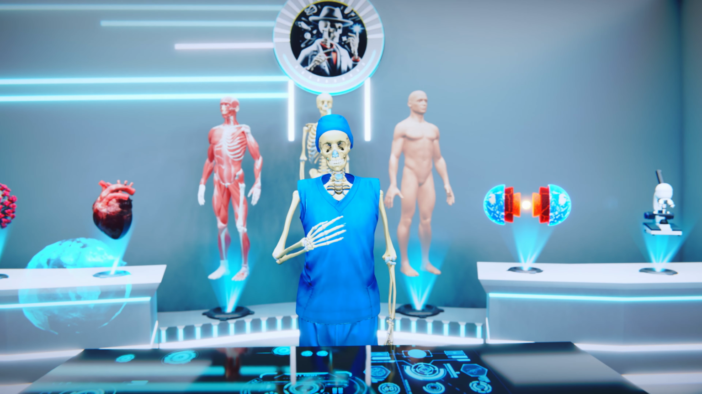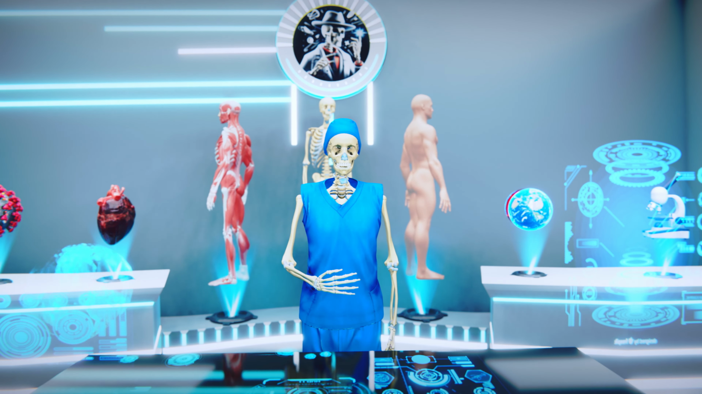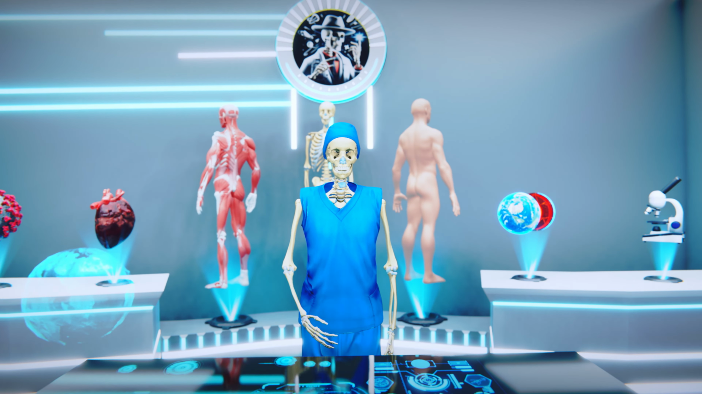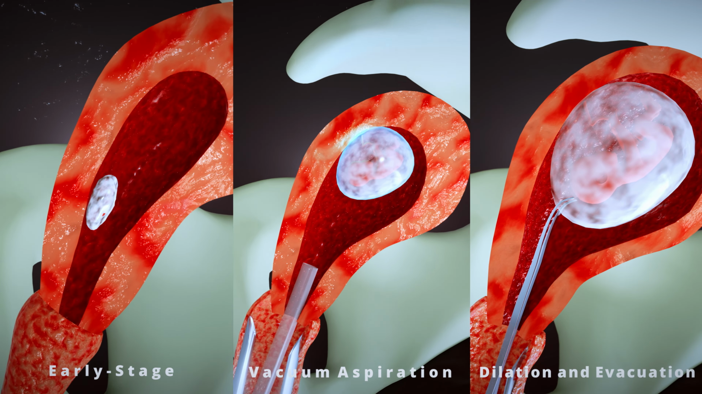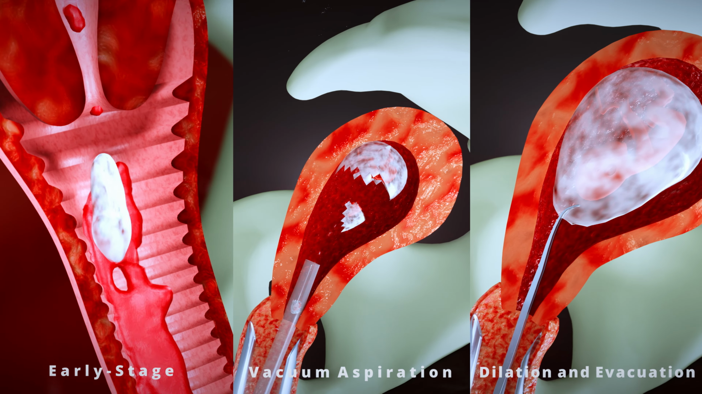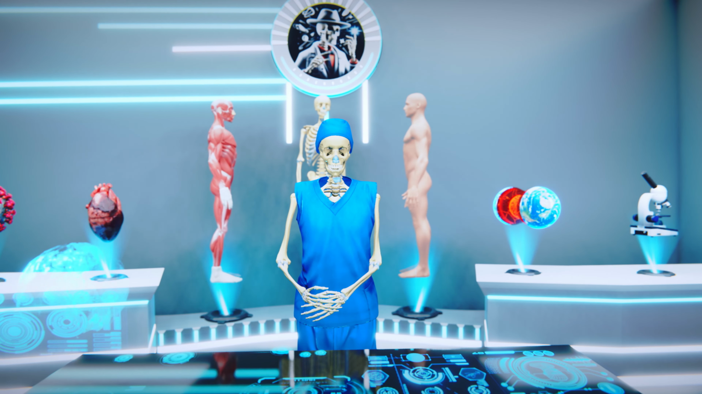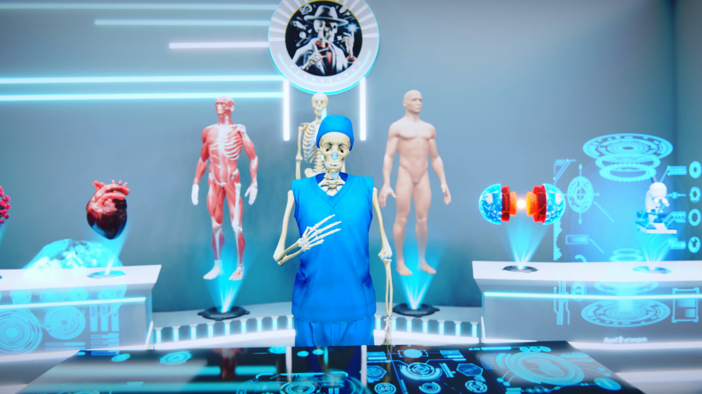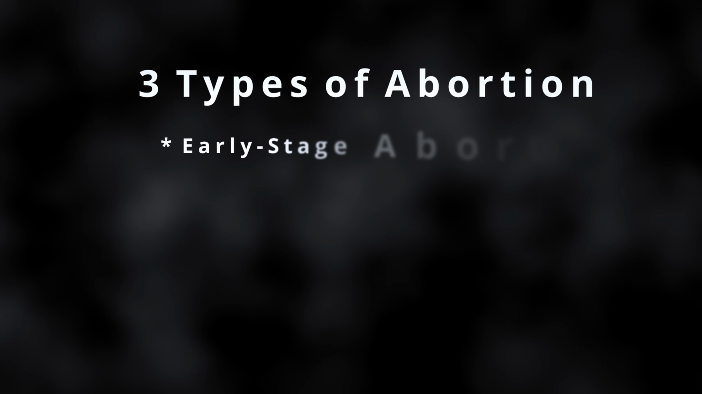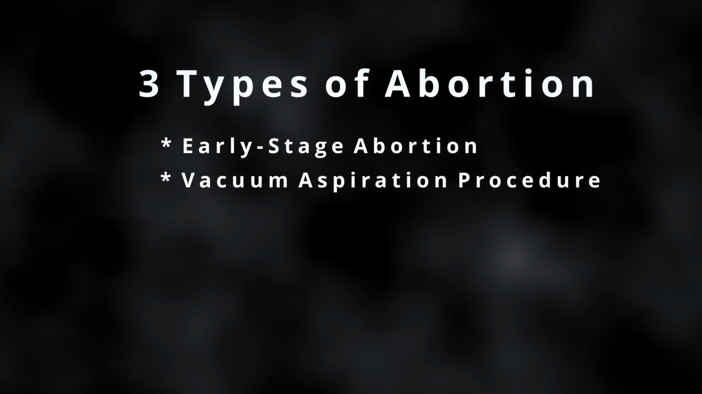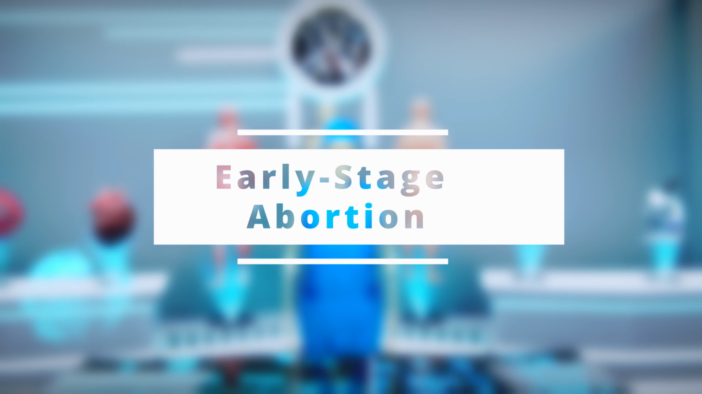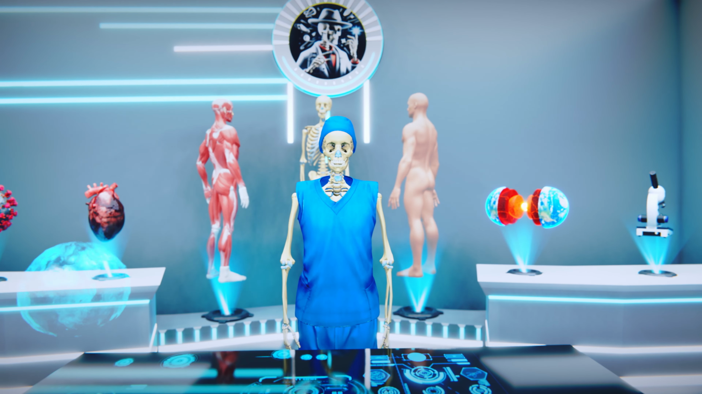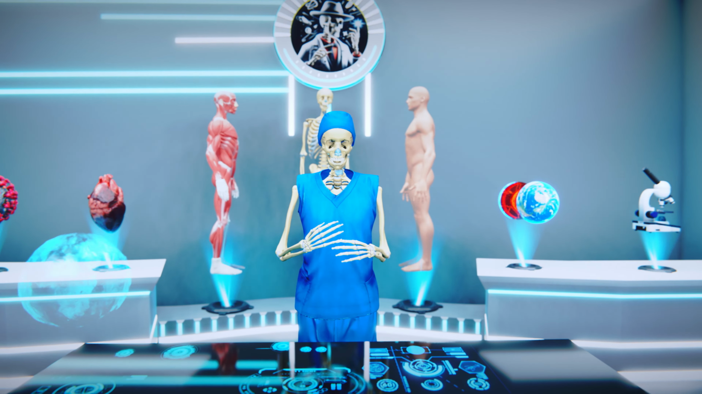Although this topic can be a bit sensitive, let me tell you that this video is made for educational purposes under YouTube's EDSA guidelines. Abortion is a medical process that terminates a pregnancy. Depending on the stage of pregnancy and the individual's health, there are three types of abortion: early stage medical abortion, vacuum aspiration procedure, and dilation and evacuation. Early stage abortion is the simplest process, but it is only effective when the pregnancy is less than 10 weeks.